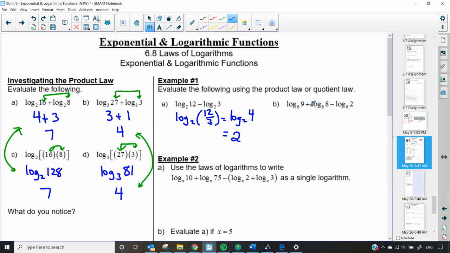Next one here, we are adding and subtracting. So we have the same base for all three. We can write 9 times 8 divided by 2. Well, 9 times 8 is 72, divided by 2 is 36. So we have log base 6 of 36, which gives us 2.